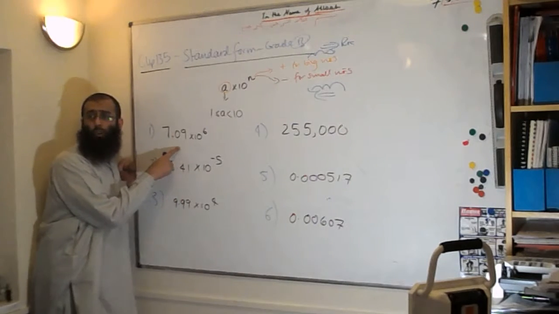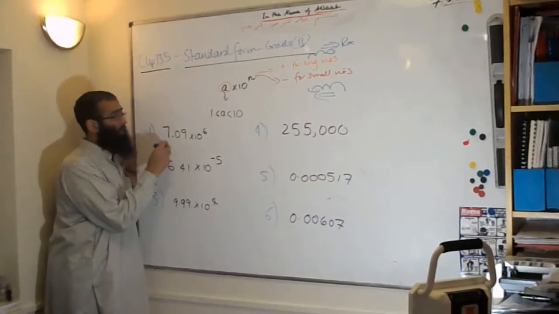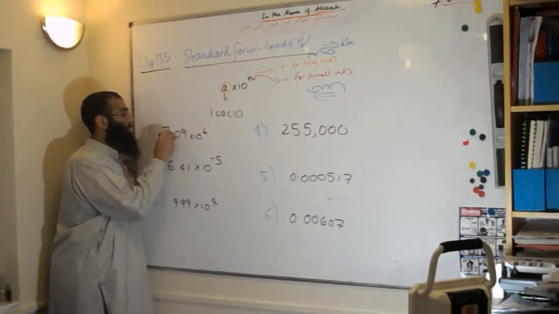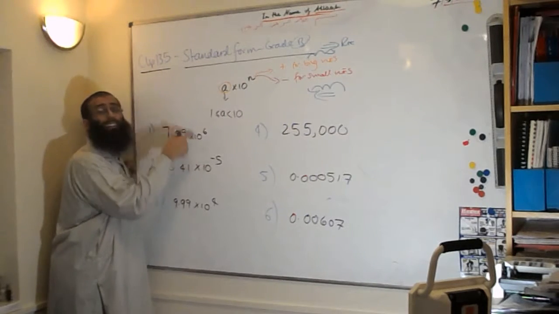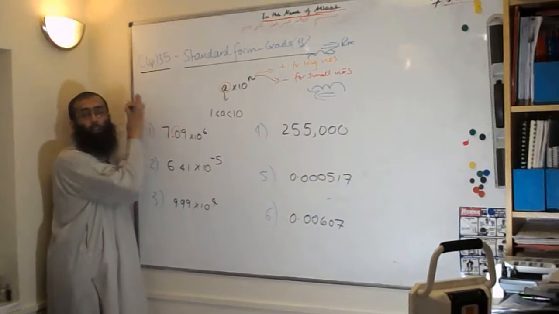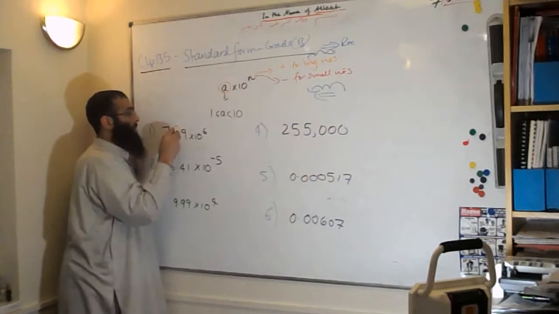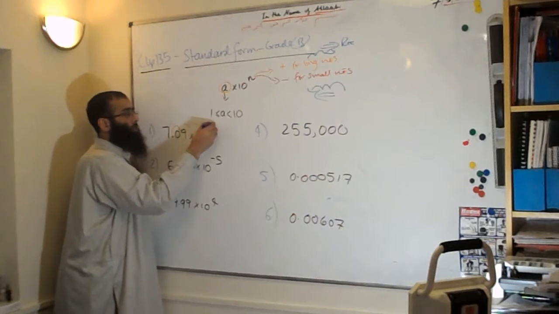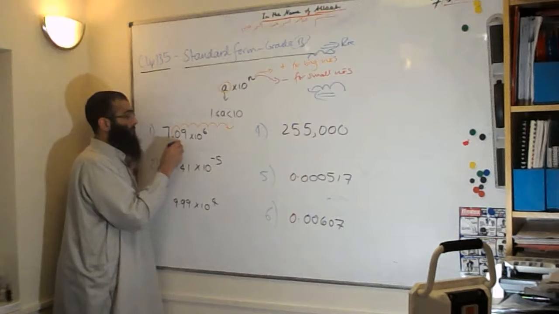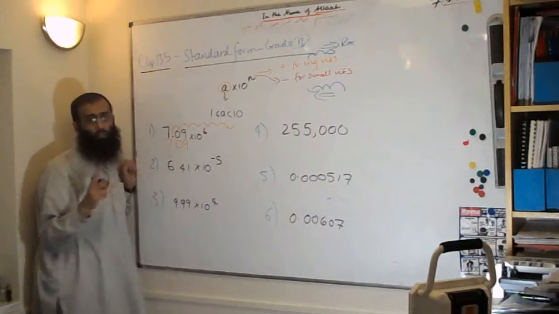Right, 7.09 times by 10 to the 6 means what? Times by 10, 6 times. So we move the decimal point 6 places to the right. 1, 2, 3, 4, 5, 6. Copy, copy, copy. That's a word that students like.